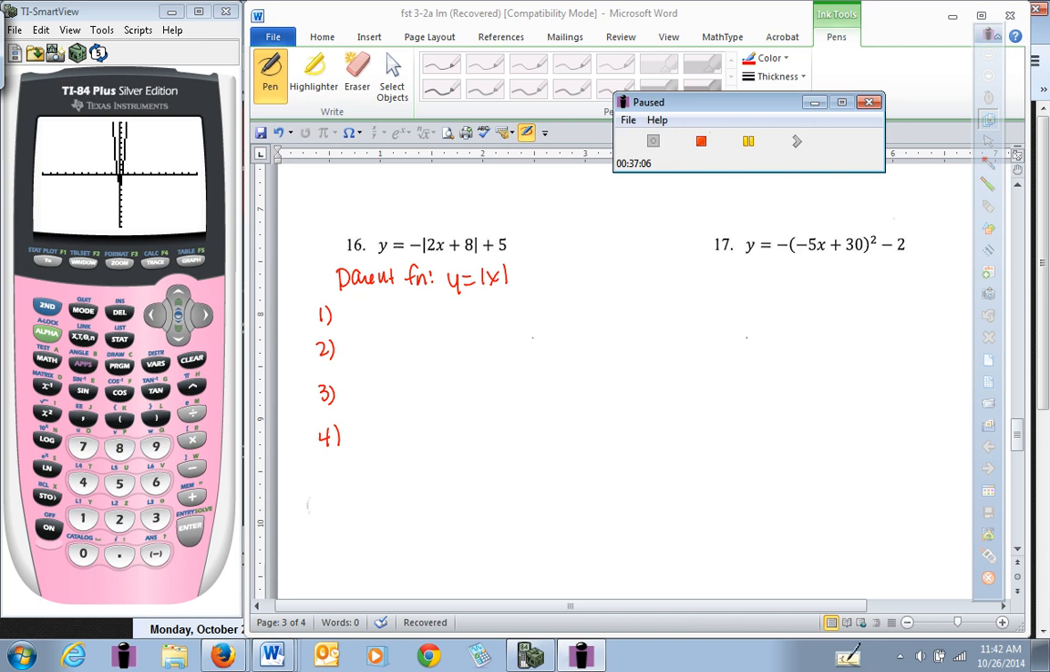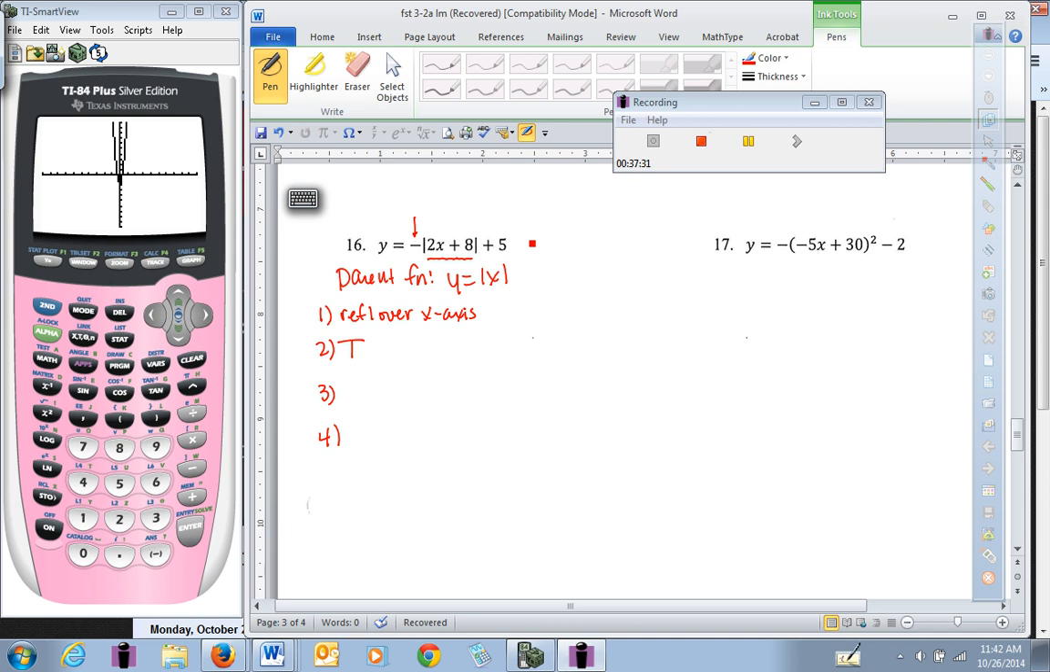16 has a feature in it that's different than all the other ones that we've done so far. You could tell right here that you are going to get a reflection over the x-axis, can't you? And now you try to do the translation, so you're probably thinking 8 to the left and up 5, but you've got a little problem inside here in that you've got 2x plus 8.